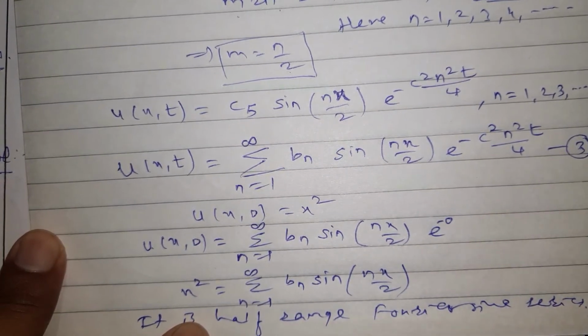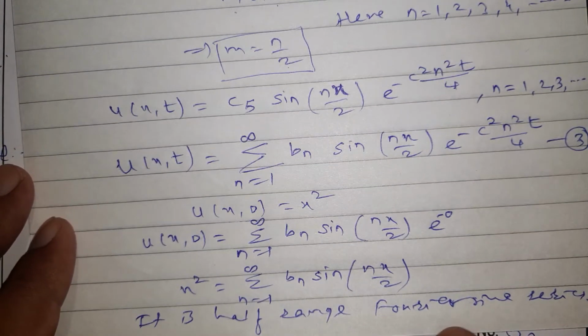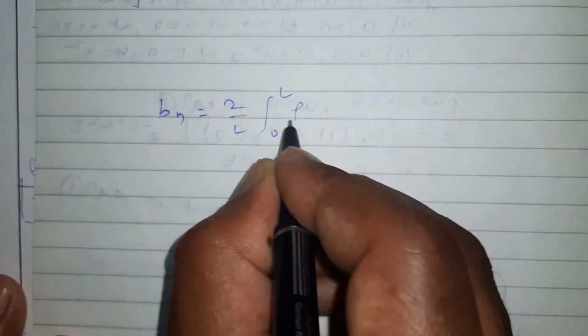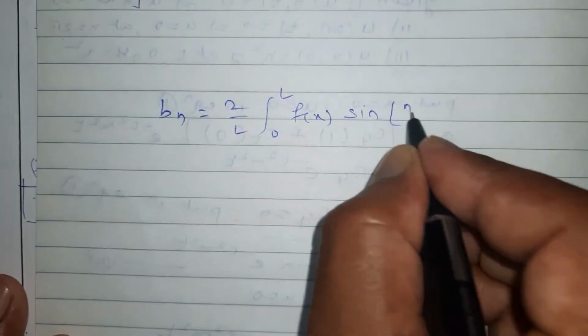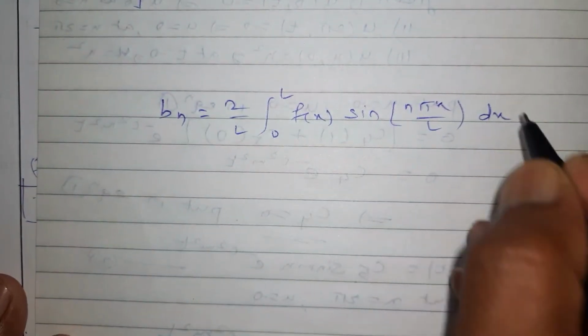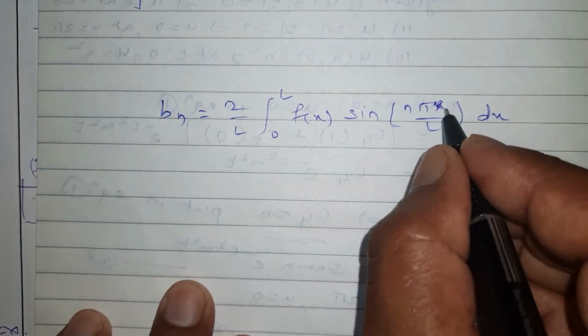Correct? It is Fourier sine series. And we know how to find Bn. What is the formula for Bn? Have you remembered? Write down the formula for Bn. Bn is equal to 2 upon L integral 0 to L f of x sine n pi x upon L dx.